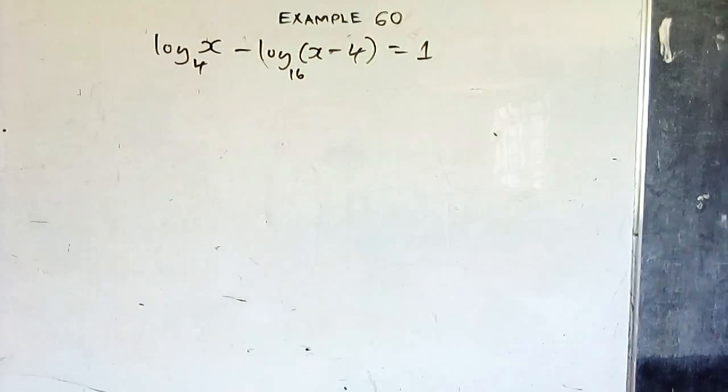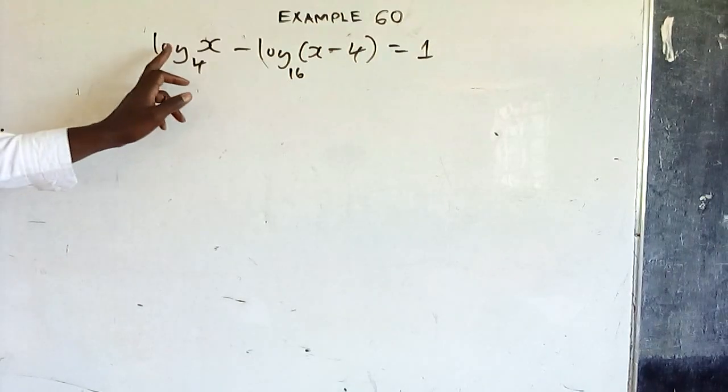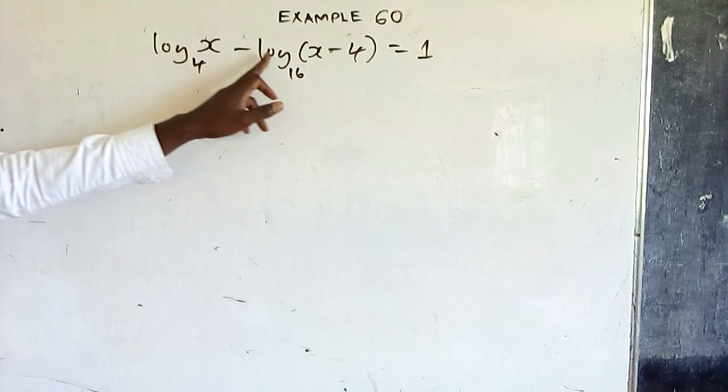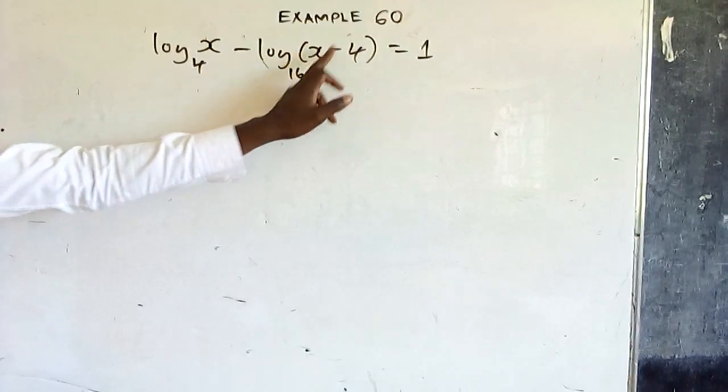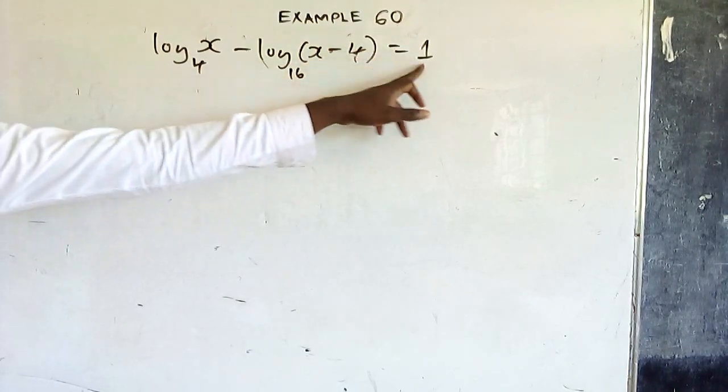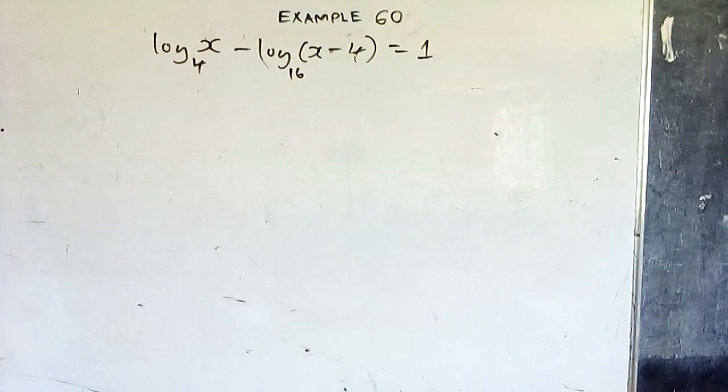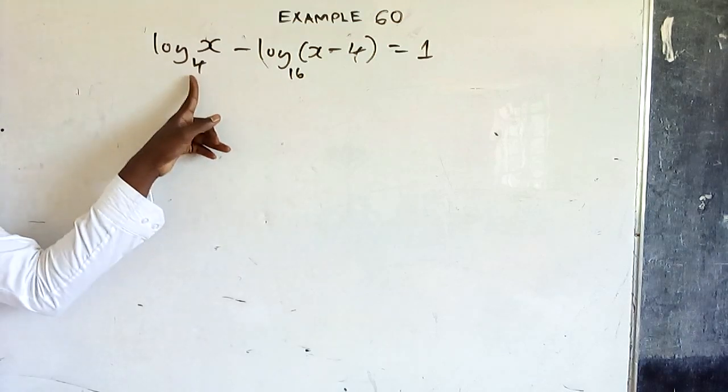Example number 6 is solve the following logarithmic equation: log x to base 4 minus log (x minus 4) to base 16 is equal to 1. As usual, for you to solve this kind of problem, you must have the same base. So this is base 4, this is base 16.